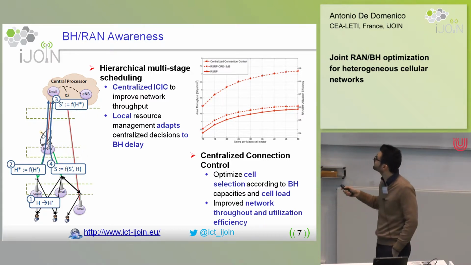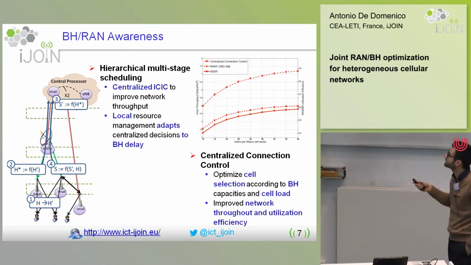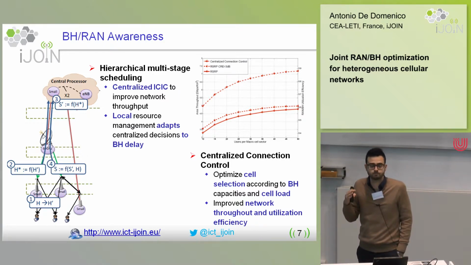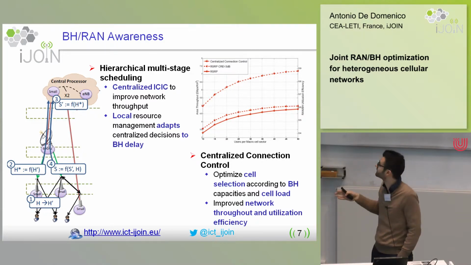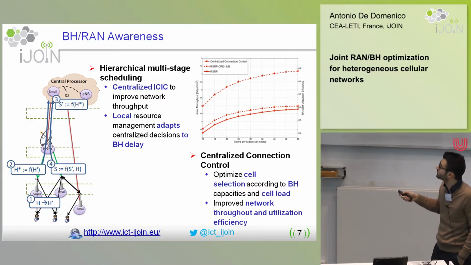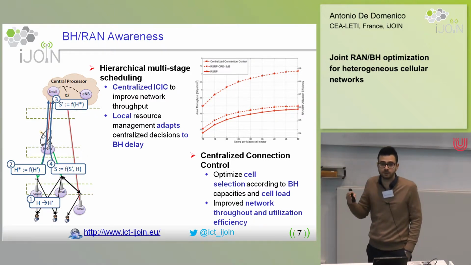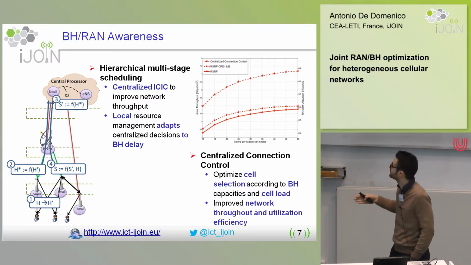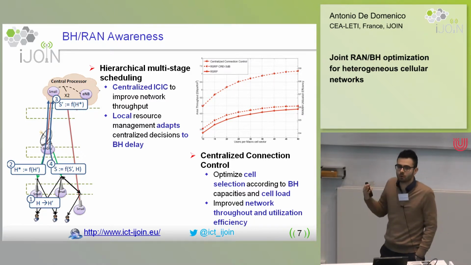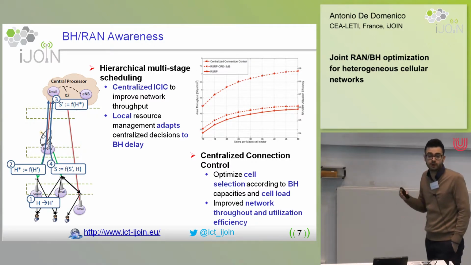So one option that has been implemented in the iJOIN, in particular by Richard, is this hierarchical multi-stage scheduling, where the classic cooperating ICIC scheme used to improve the network throughput in the central unit, but the decisions taken by this centralized ICIC scheme are adapted locally at the NodeB to take into account the backhaul latency delay that affects the CSI reliability.